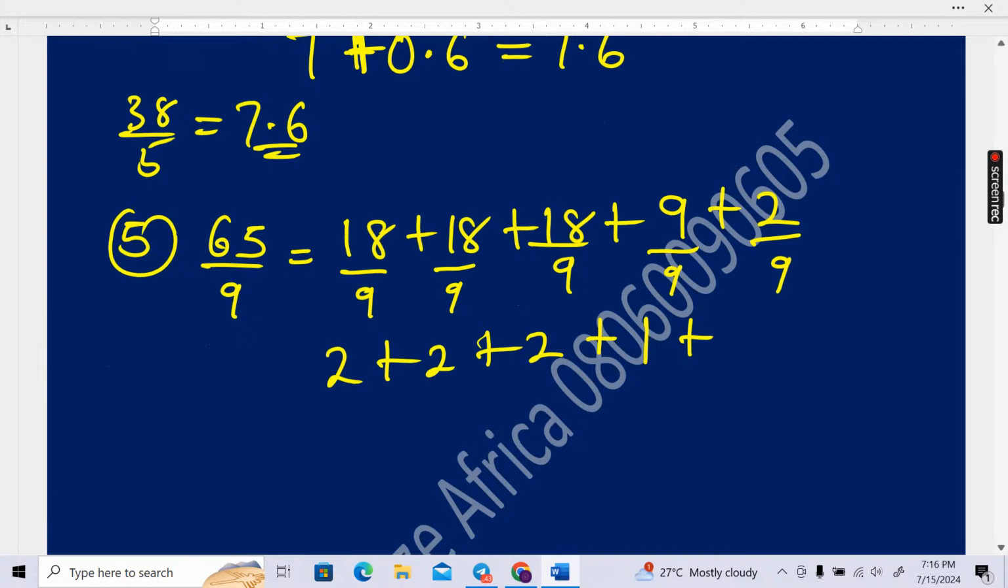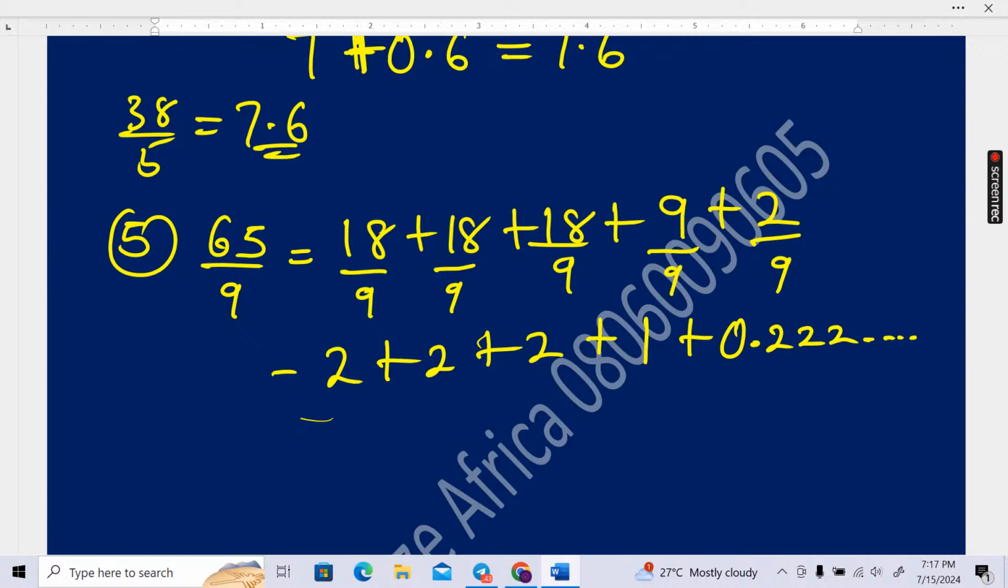You have been given the decimal expansion of 1 over 9. So what is 2 over 9? Type in the comment section. What is 2 over 9? Fantastic. So 2 over 9, that's 0.222 up to infinity.